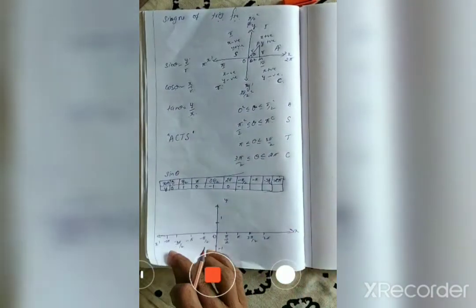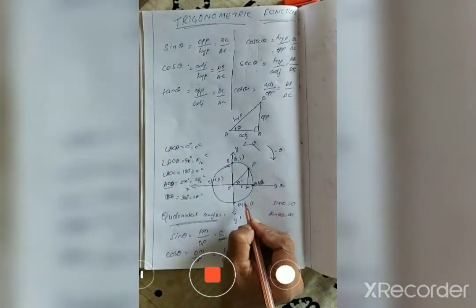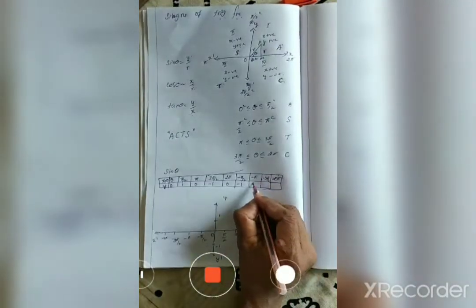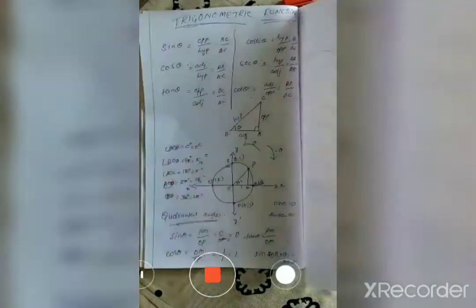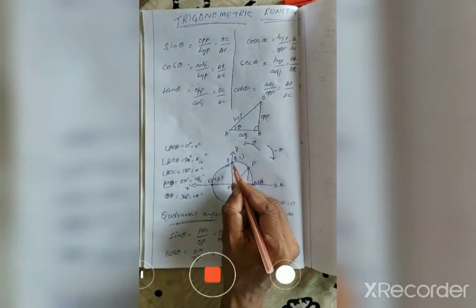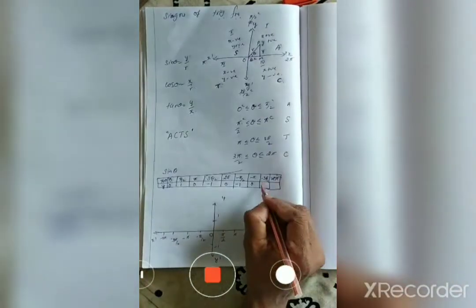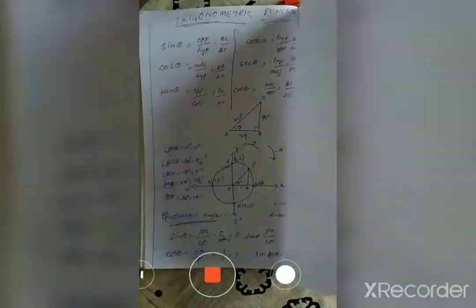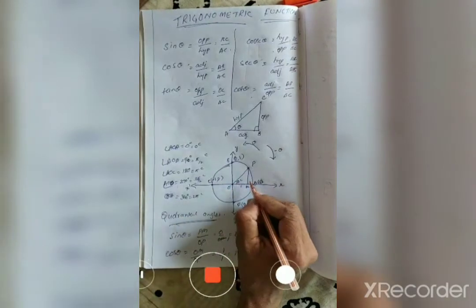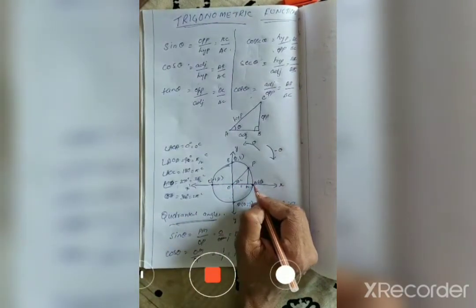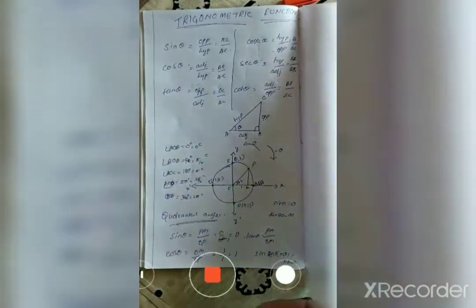What is sine minus 180? Sine minus 180 is 0. Sine minus 270 comes over here, that becomes plus 1. And sine minus 2 pi, after completion of one round in anti-clockwise direction, it is nothing but 0.